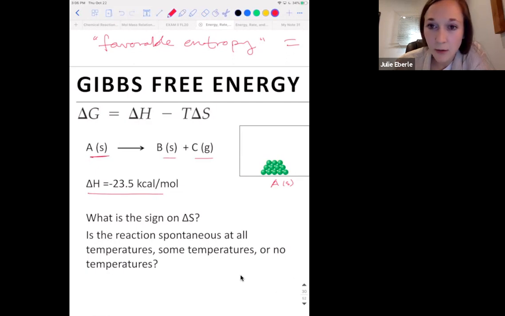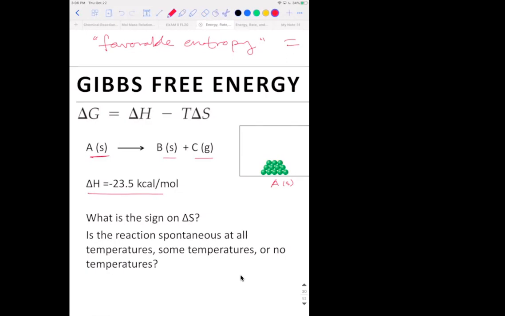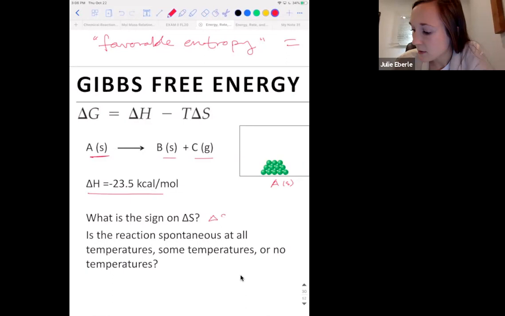So is delta S positive or negative? Remember, delta S is a measure of disorder. Positive. It is positive. Delta S is positive. Disorder is increasing. We are making a gas, which is inherently more disordered.